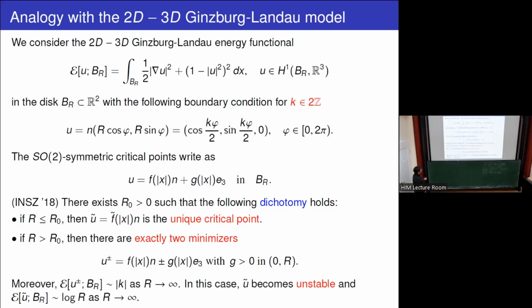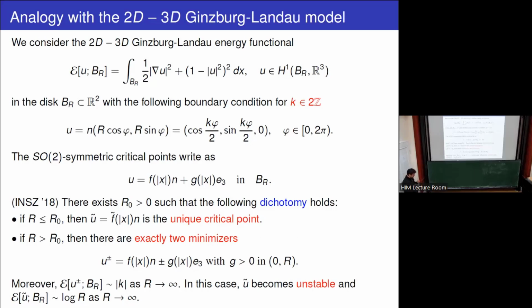Again, because of this Poincaré inequality that is also here, this energy is convex, so there is just one minimizer and critical point actually, which is of this form. And if R is large enough, there is a component escaping into the third direction.